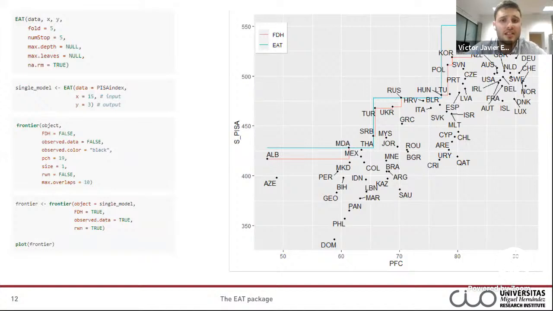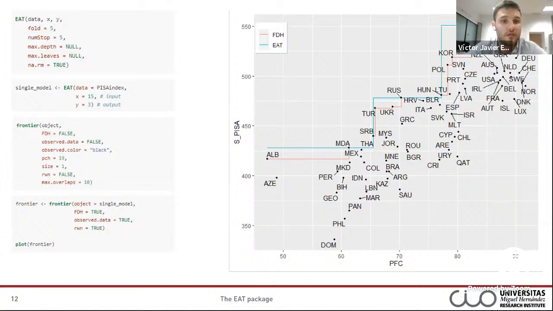The EAT function is the centerpiece of the EAT library. It performs a regression tree based on the CART methodology under a new approach that guarantees obtaining a frontier as an estimator that fulfills the property of free disposability. The minimum arguments of the function are the data containing the study variables, the indexes of the inputs, and the indexes of the outputs. Additionally, we can tune some hyperparameters as numStop, fold, max.depth, or max.leaves. With this, we can achieve alternative frontiers to the same database.